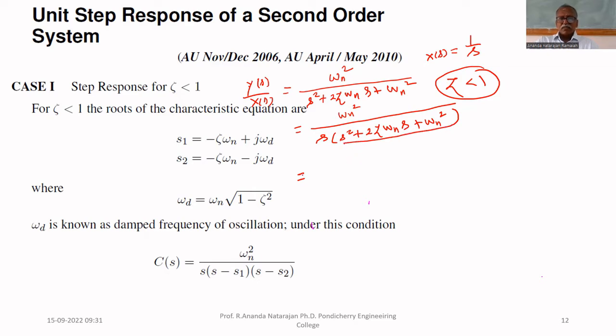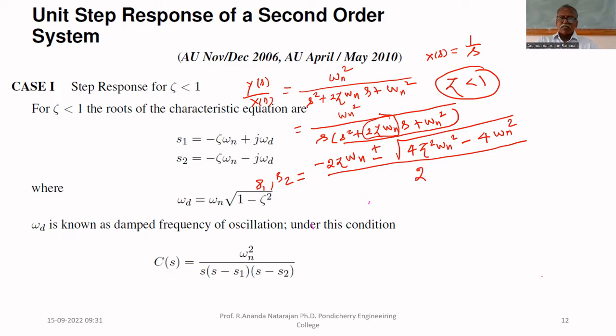Before doing that, if you do the partial fraction, S1 and S2 are the roots. What are the roots for a second order system? One root is S1, another root is S2, that is equal to minus B plus or minus square root of B square minus 4AC, upon 2A. Here B equals 2 zeta omega n, so B square is 4 zeta square omega n square. A equals 1, C is omega n square. The 2 gets cancelled. Therefore, this can be written as minus zeta omega n plus or minus omega n square root of zeta square minus 1.